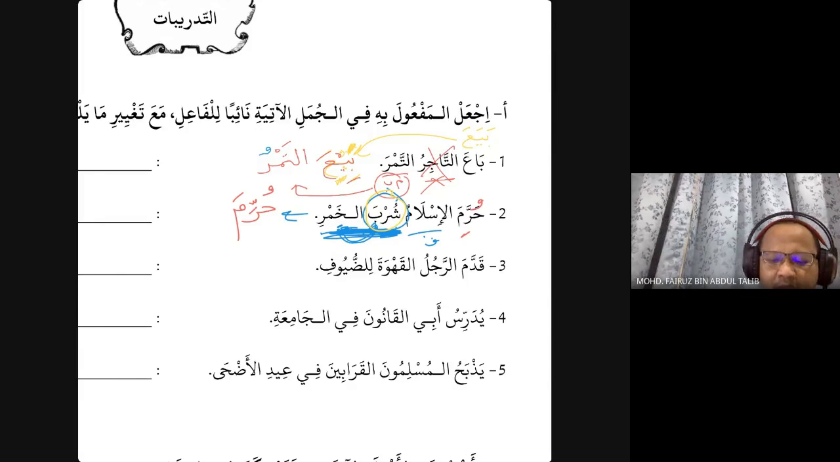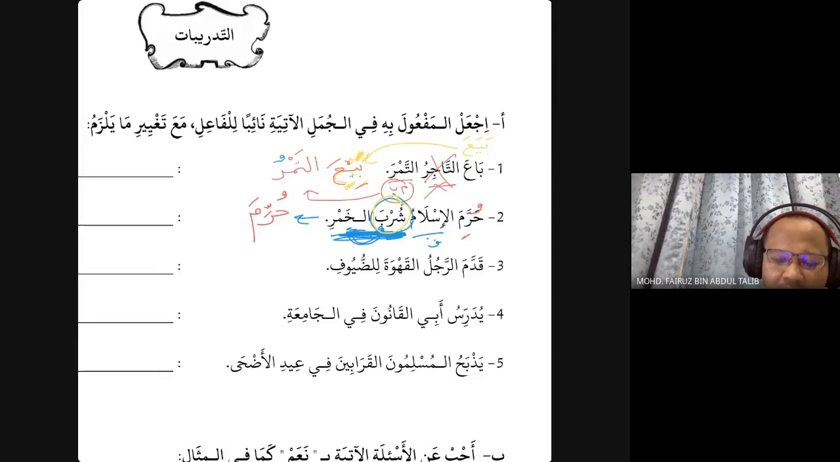Shurb. So now we change to mabni lil majhul. We say hurrima. No need to mention the word Islam. What is the na'ib al-fa'il then? What was forbidden? Drinking of the alcohol. So the word is shurb al-khamr. The question is, how do you read this word shurb? Is it shurbu, shurba or shurbi?